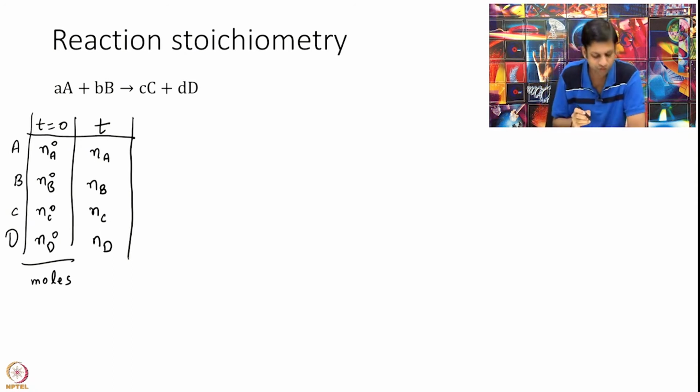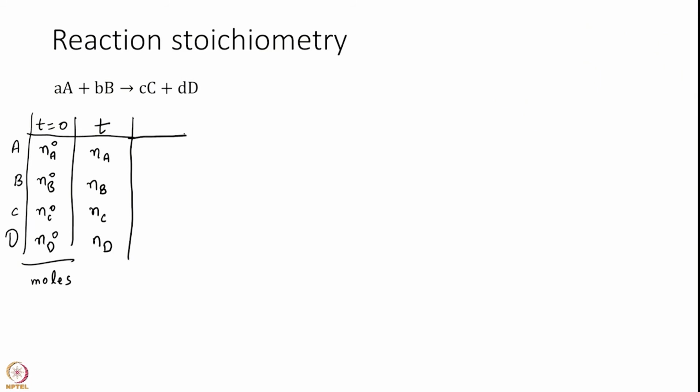So, the first thing to note is how much the moles changed. So, the delta n is Na minus Na naught equal to delta Na. Well, I can write the same thing for others: Nb naught, Nb and so on and so forth. Now, we will do our analysis.